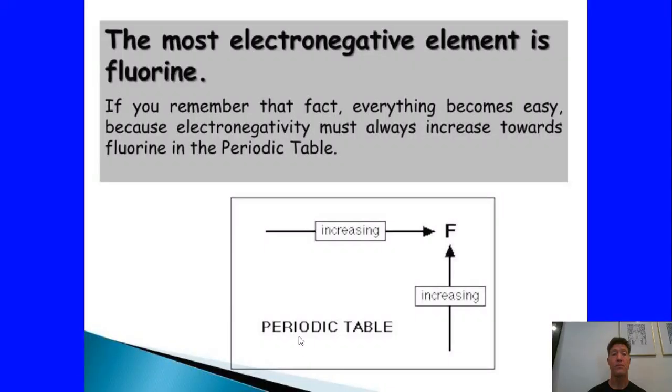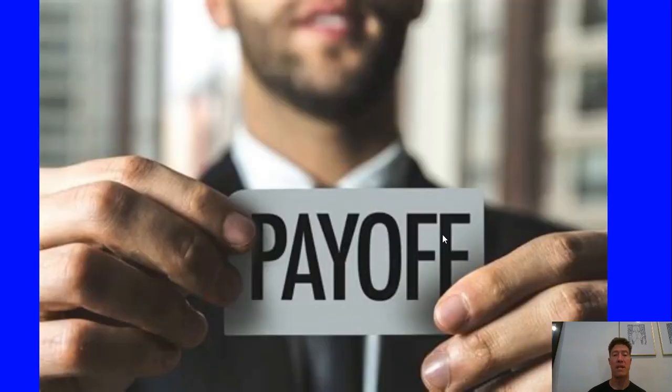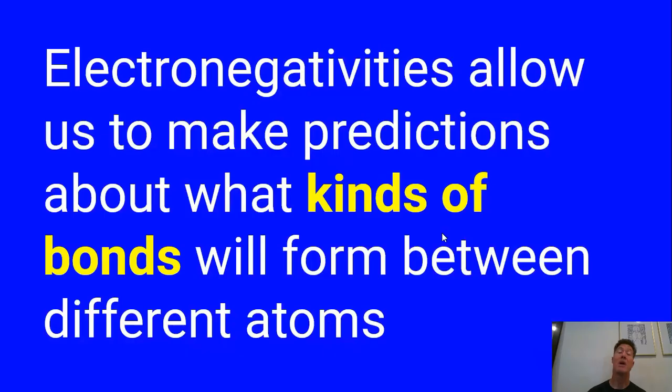So, most electronegative element is fluorine. If you remember that, everything else becomes easy because everything increases as you get closer to the most electronegative. What's the practical payoff? Well, electronegativities allow us to make predictions about what kinds of bonds will form between different kinds of atoms. Is it going to be a covalent bond? Is it going to be where they share atoms? Is it going to be an ionic bond where the most electronegative element has stolen the electron?